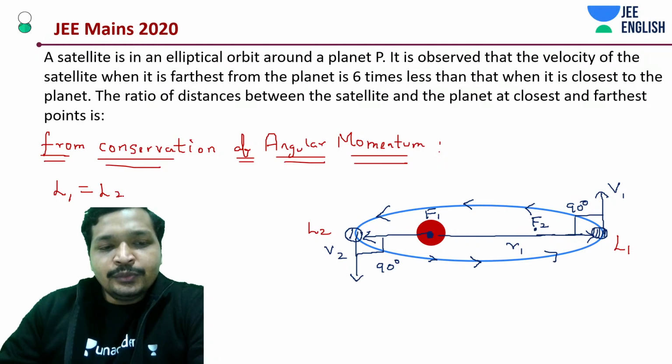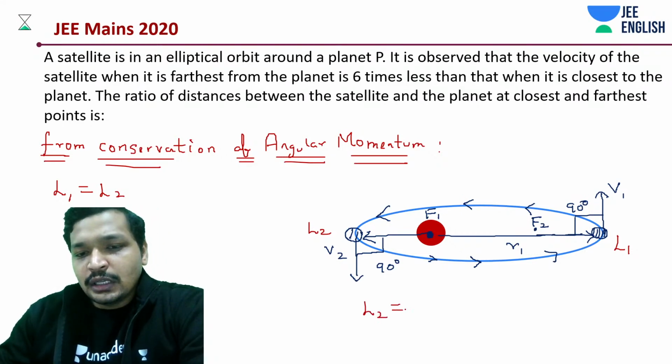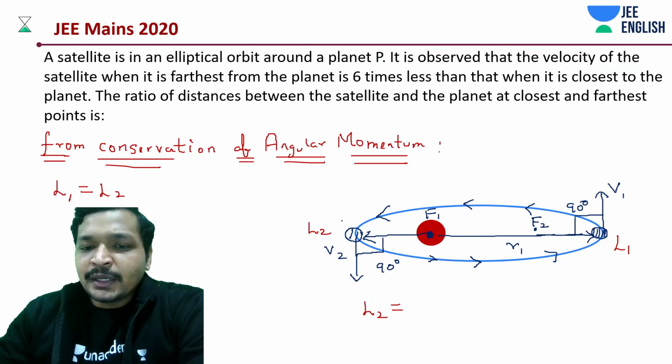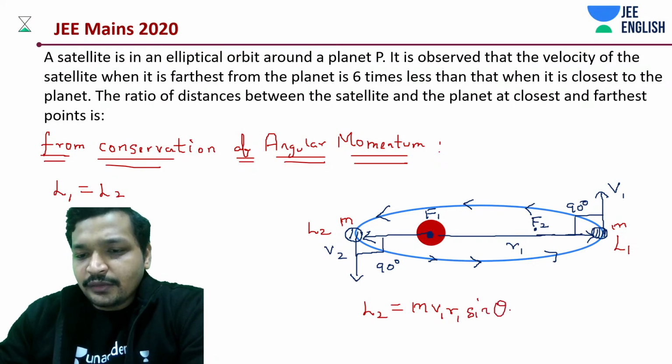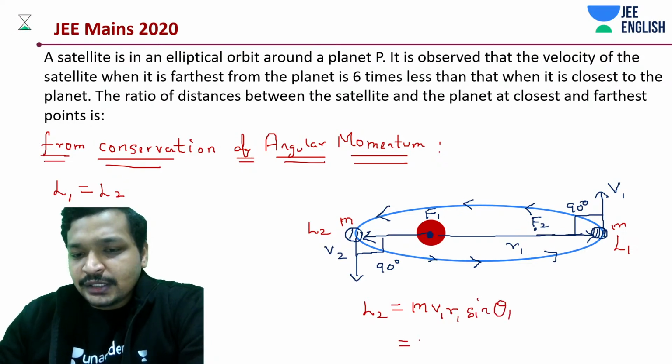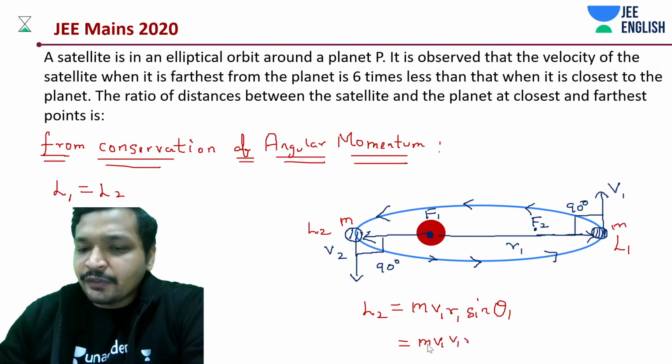L1 is equal to L2. That's it. So what is the value of L2? Mass of the planet, we will be taking a certain mass of the planet. Let's keep it as m and m. That's not going to change anyway. M into V1 R1 sine theta 1, which is like sine 90. So basically m V1 R1. That's it.